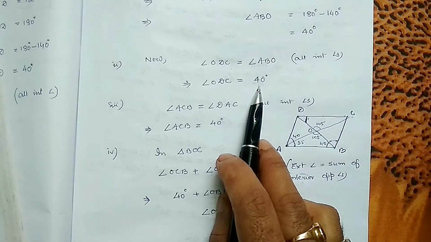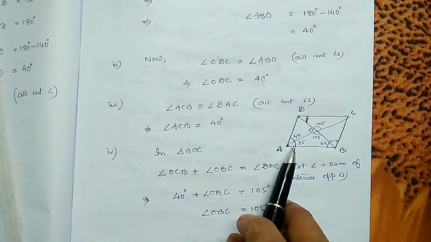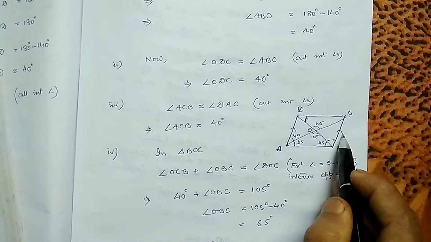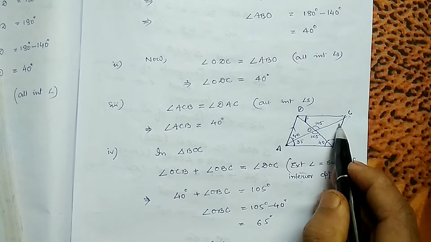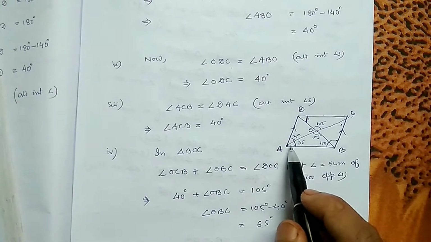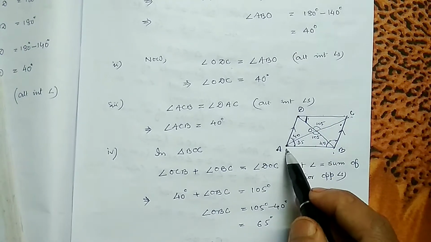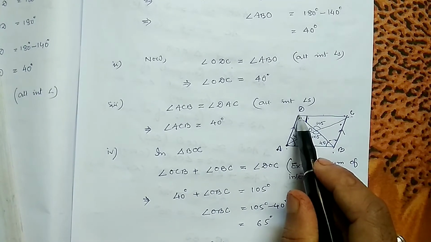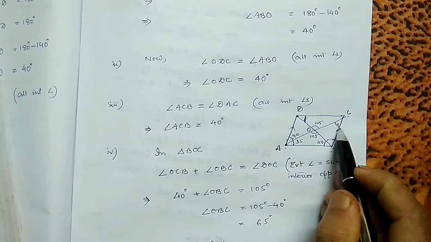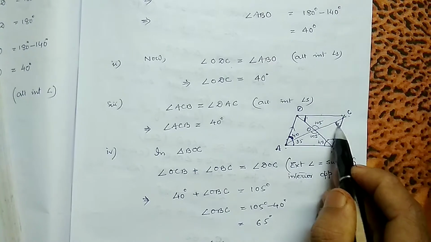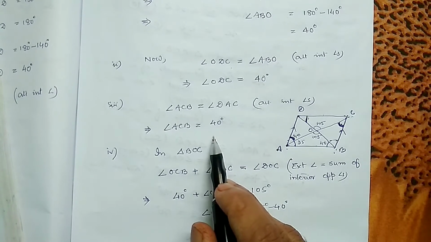The third part is angle ACB. We have to calculate angle ACB. Again, this line and this line are parallel. So this one is 40, this one should be 40. So we can write angle ACB will be equal to angle DAC. Angle ACB, that means this angle will be equal to this. And since this is 40, this also will be 40 degrees. The third part we also got.